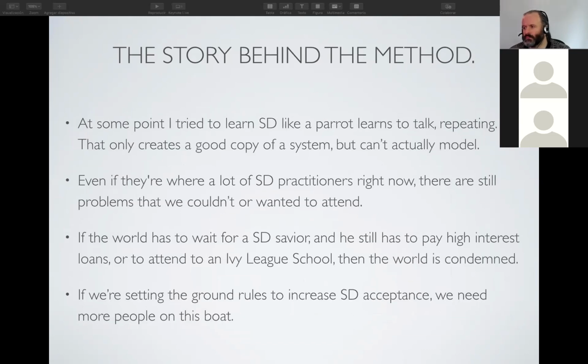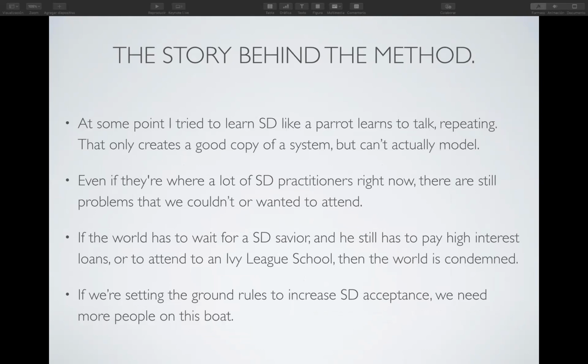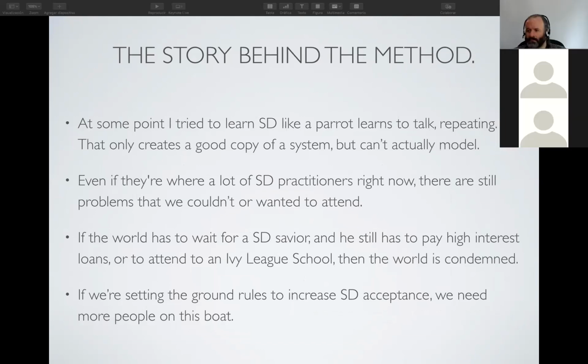So at this point, I tried to learn system dynamics. To this point, I tried it like a parrot, repeating, like Polly wants a cracker. So I could make good copies of systems that I already saw, but that isn't modeling, right?